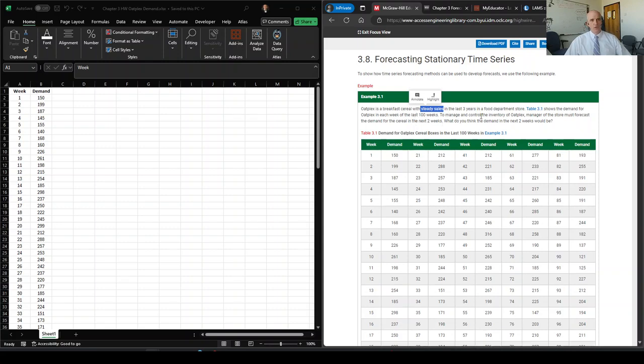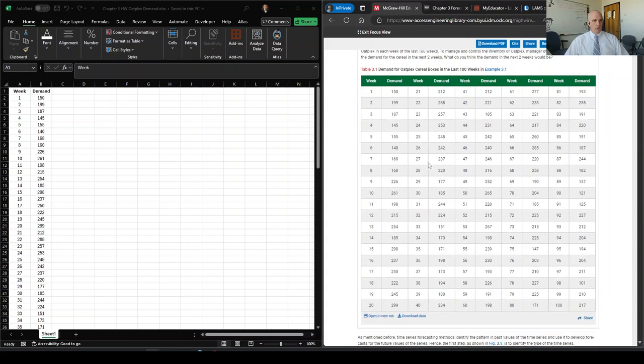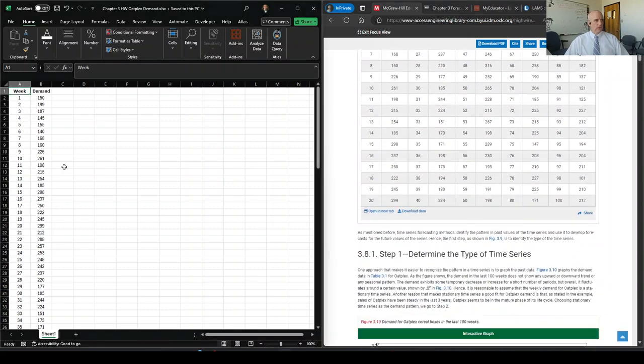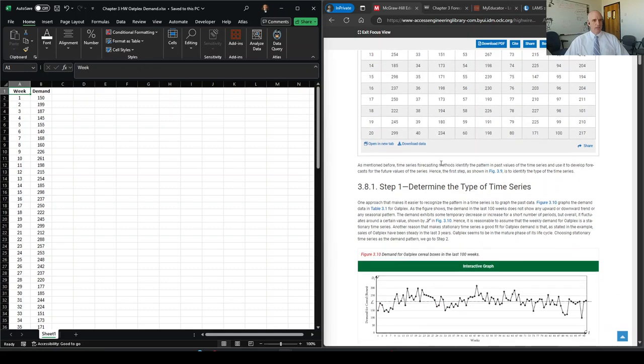To manage and control the inventory, the manager of the store is going to forecast demand for the next 2 weeks. What do you think the demand in the next 2 weeks would be? Okay, so we have all this demand. I've got this in my Excel file on the left.